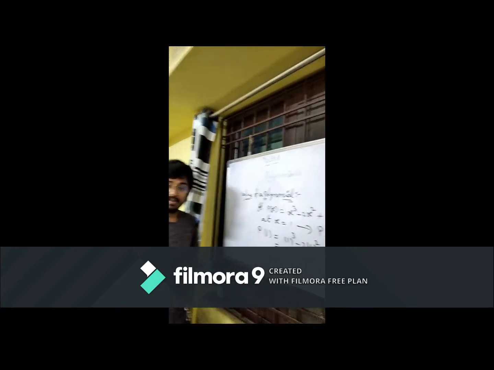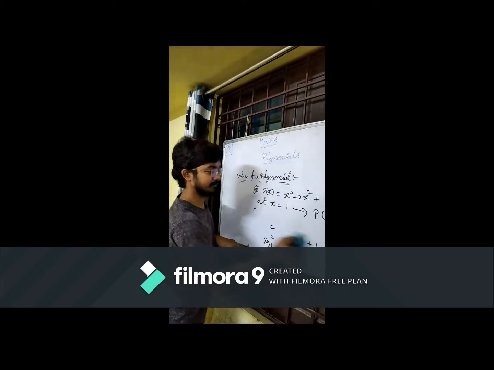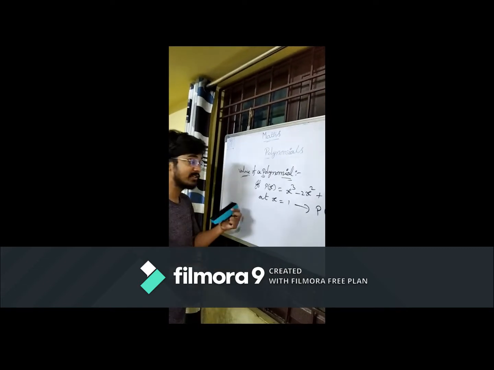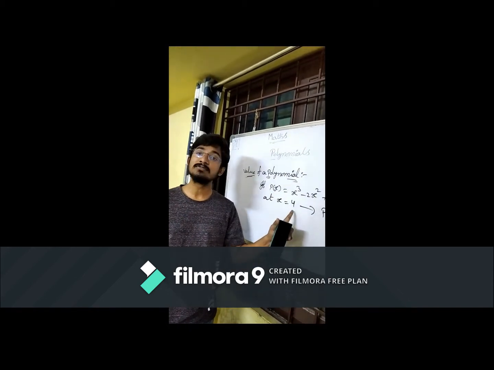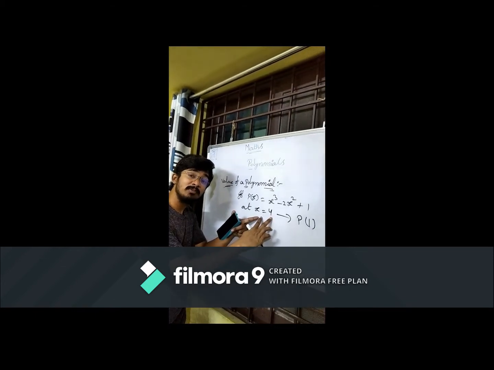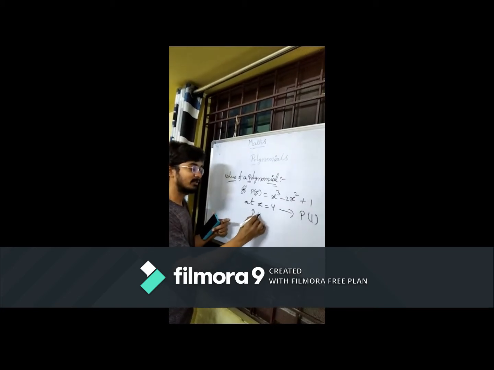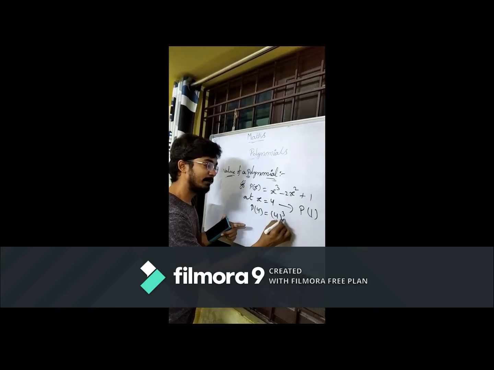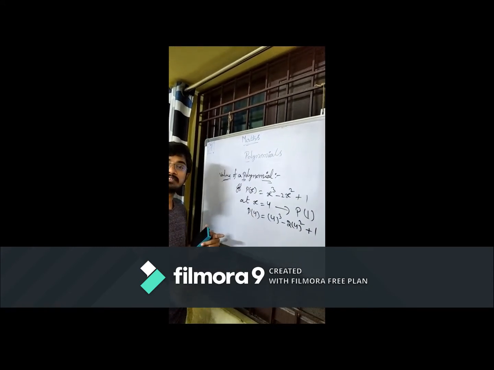In the same way, find the value of polynomial p of x at x equals 4. Finding the value at x equals 4 means you have to find the value of p of 4. P of 4 equals, substitute 4 in the place of x: 4 cube minus 2 into 4 square plus 1.